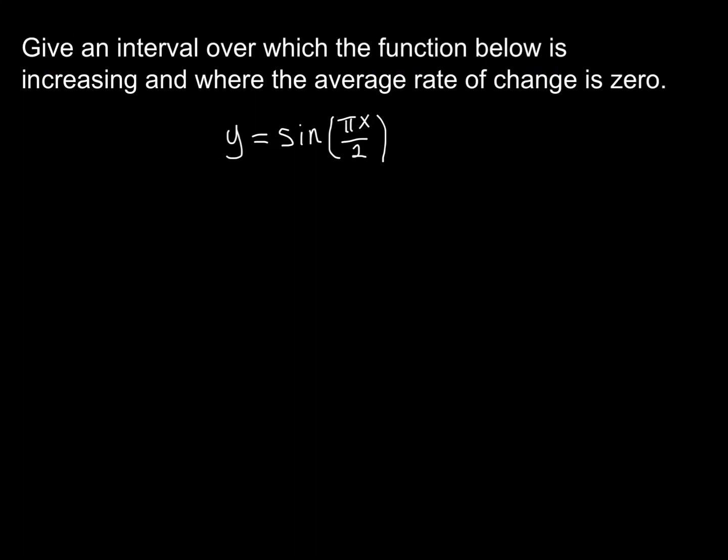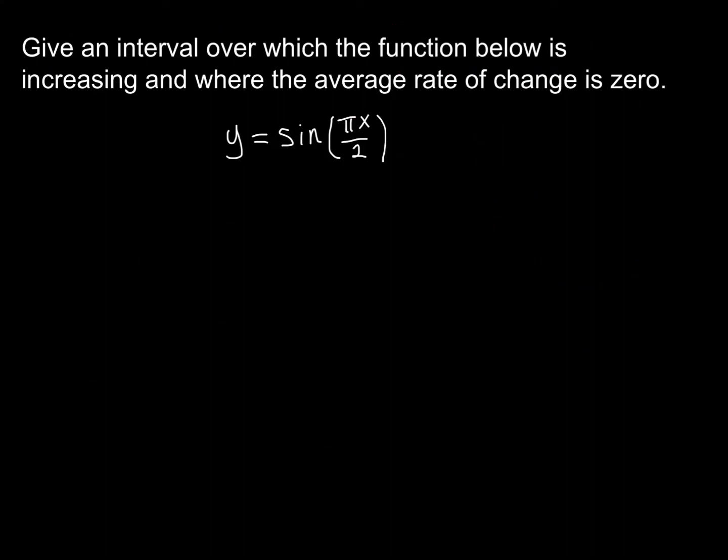So given an interval over which the function below is increasing and an interval over where the average rate of change is 0, here we want to think about what our game plan is going to be. So there's a couple of different things that you could do. I want you to pause and just think about what is the most likely way that you would go about trying to figure this out. Maybe you said create a table. That would work just fine. Maybe you just want to think about the values that this function will have. You can do that as well.